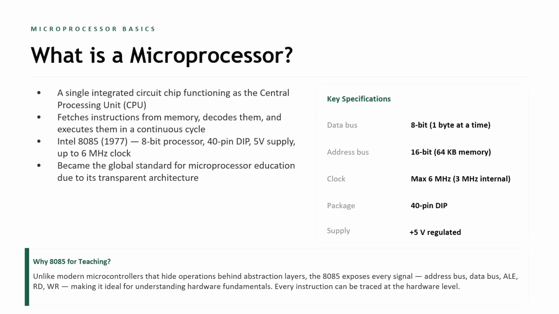Now you might ask, why do we still study the 8085 when we have far more powerful processors today? The answer is on this slide. Unlike modern microcontrollers that hide all operations behind abstraction layers, the 8085 exposes every signal: the address bus, the data bus, the ALE signal, the read-write control lines. Every single instruction can be traced at the hardware level. This makes it perfect for learning the fundamentals.